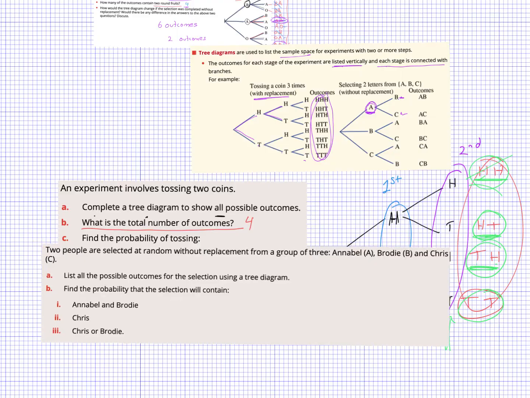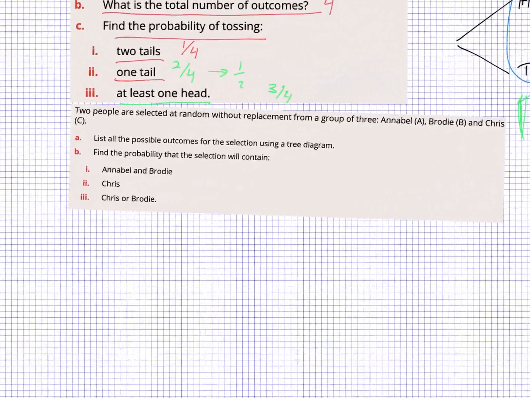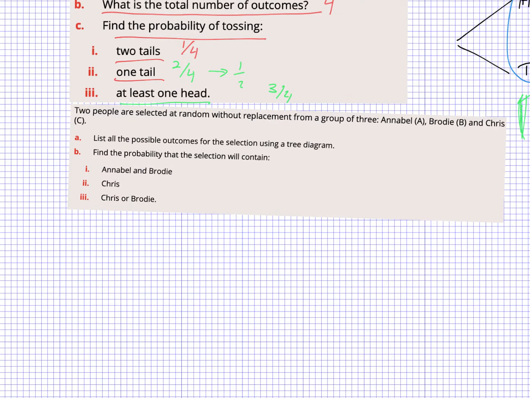All right, so having a look at our final example here, we're going to do a tree diagram without replacement. I'll move it down to here. All right, so it says 2 people are selected at random without replacement from a group of 3, Annabelle, Brodie, and Chris. So we have our first choice could have 3, Annabelle, Brodie, or Chris. The next round, there could be only 2 choices, because once I've chosen Annabelle, I can't choose her again. So each round has only got 2 choices after that.